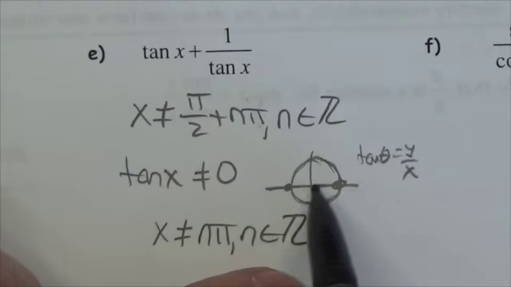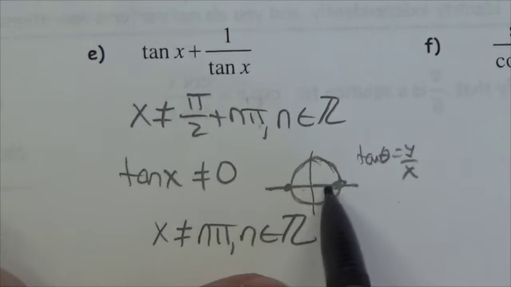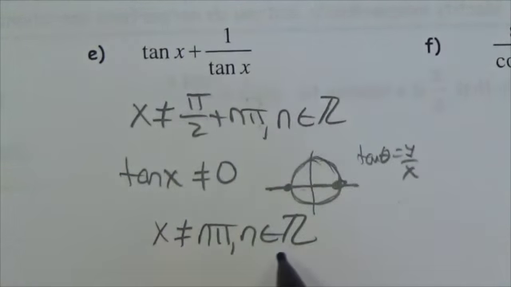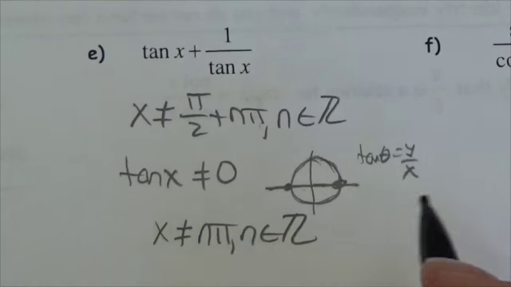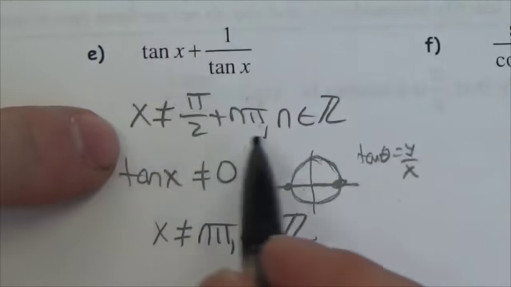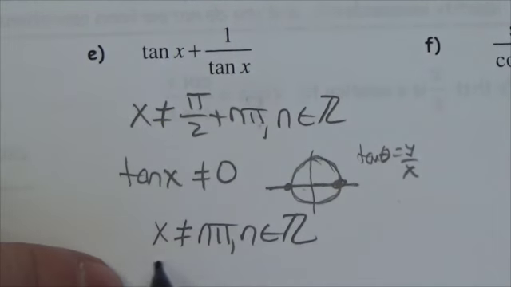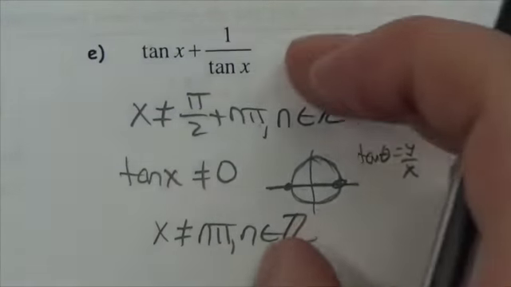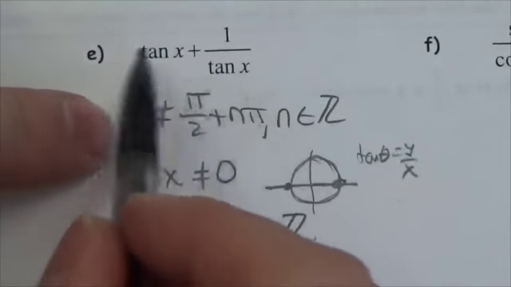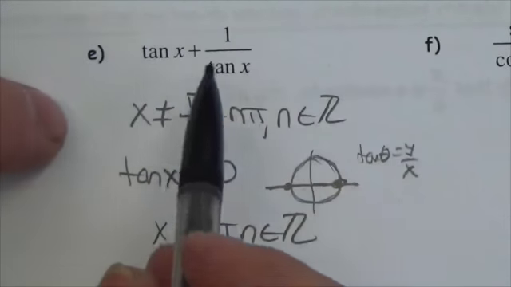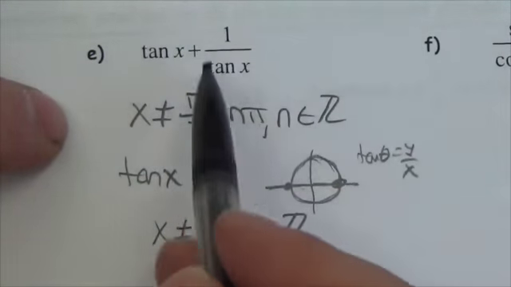Okay? So I can't allow it to be either 0 or pi or 2 pi or 3 pi or going negatively around. That's why we use the integers there, right? So here are my two restrictions. I can't let x be equal to pi over 2 plus n pi, but I also can't let x equal multiples of pi. This one is because tangent just shows up, period. And this one comes from that tan being in the denominator.